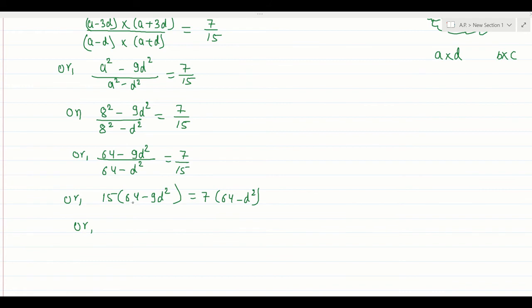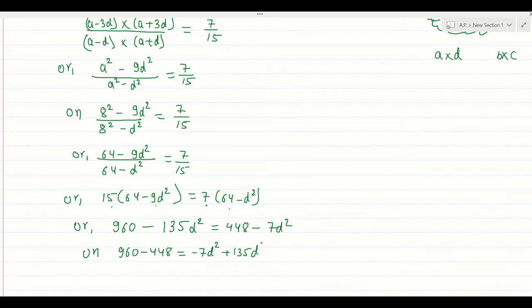So 15 into 64, it is 960, minus 15 into 9, it is 135D square. Okay, equal to, now 7 into 64, how much? It is 448 minus 7D square. Now 960 minus 448 is equal to minus 7D square plus 135D square.